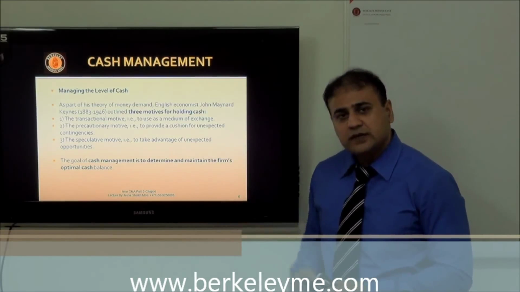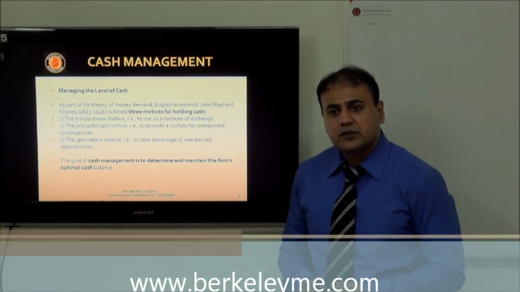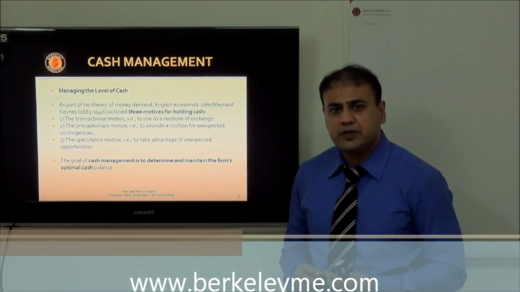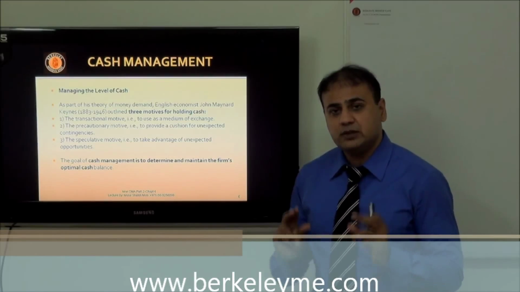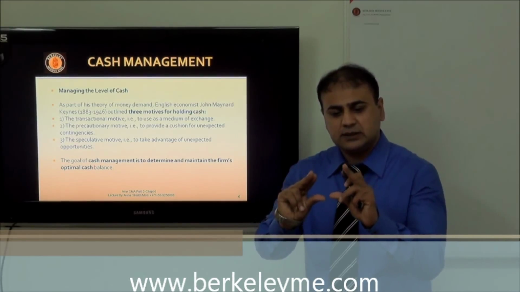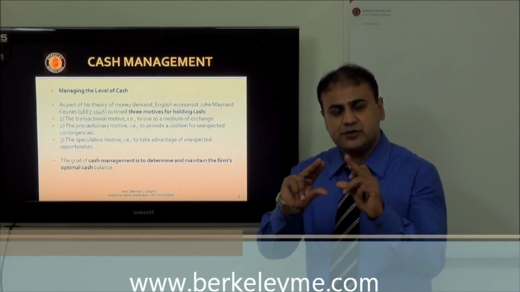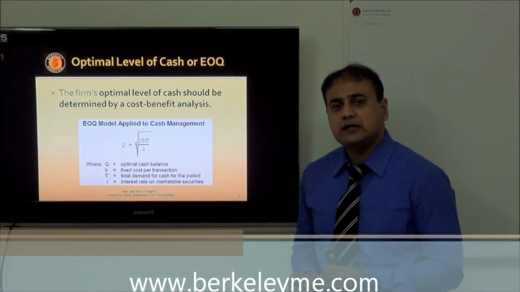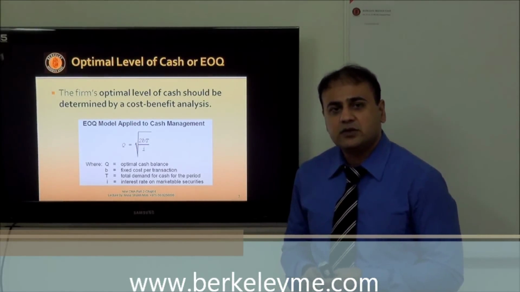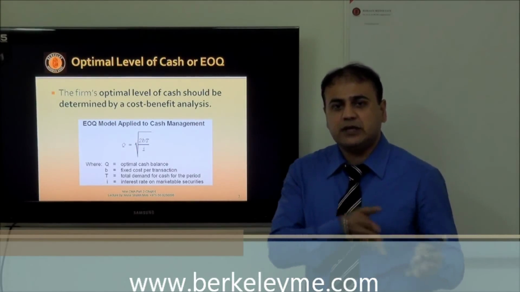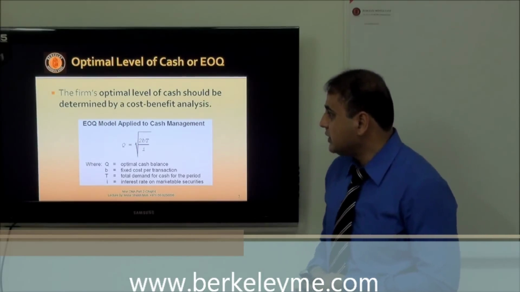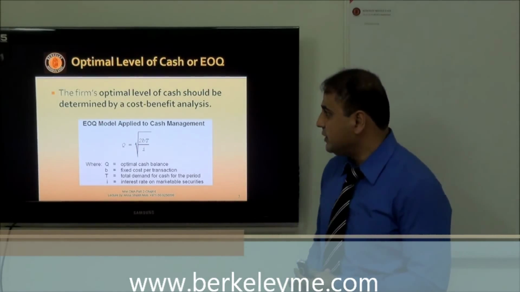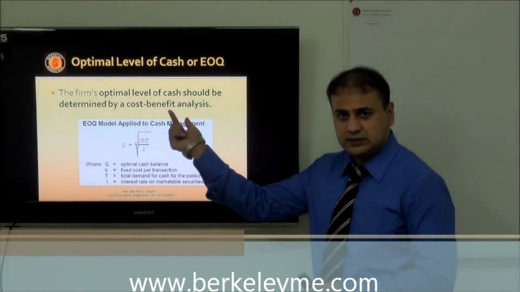Now, the goal of cash management should be to have an optimal cash balance in the company. Now, what is this word optimal? It is best suited to your organizational style, structure and trading practices, and surely we can use a model, as we have in inventory the economic order quantity. The same way we have a cash model. The firm's optimal level of cash should be determined by a cost-benefit analysis.